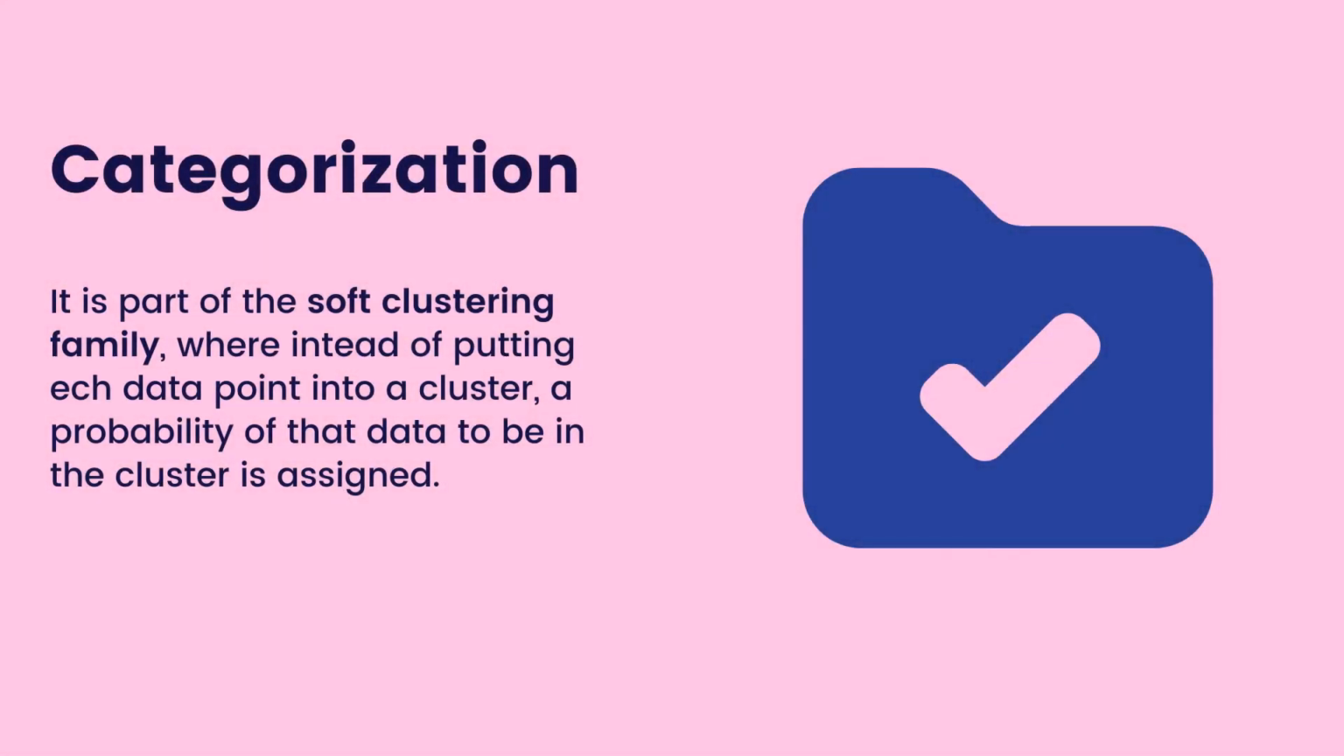Its categorization. First of all, let us not forget that clustering is divided into two types: hard clustering, where each data point either belongs to a cluster completely or not, and soft clustering, also referred to as fuzzy clustering, where instead of putting each data point into a separate cluster, a probability of that point being in another cluster is assigned. In other words, it allows a data point to be part of more than one cluster. As you might imagine, the fuzzy C-means algorithm belongs to the soft clustering type.